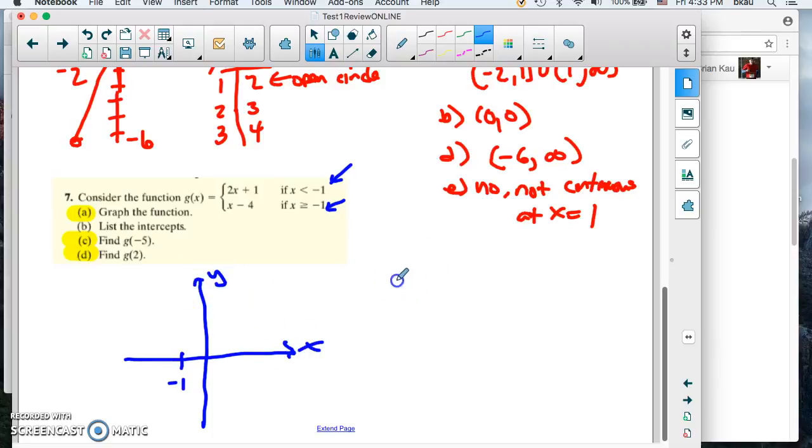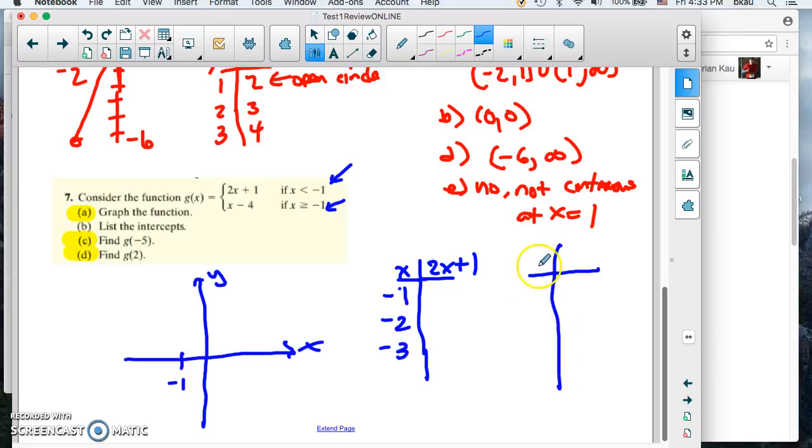So what we need to do here is I'm going to make a chart for the first one, 2x plus 1. But it says x is less than -1, so I'm going to start at -1 and I'm going to go down, -2, -3, and so on. On my second chart, for the second part of this, I'm going to say x is that x value, but this one is x minus 4. And in this one, I'm going to start at -1, but I'm going to go greater than. So that's 0, 1, 2. All right, so I'm just doing that.